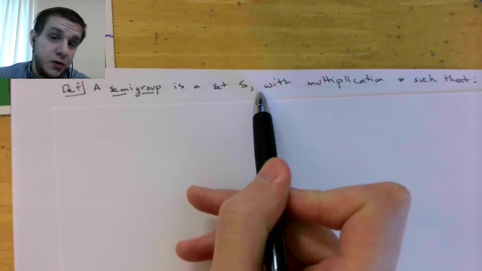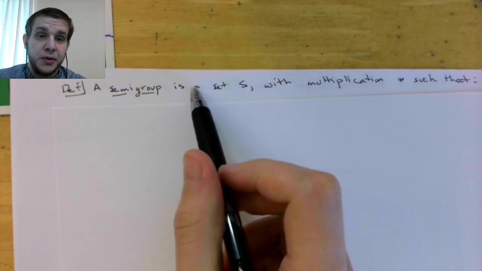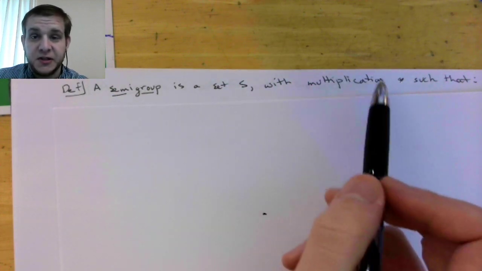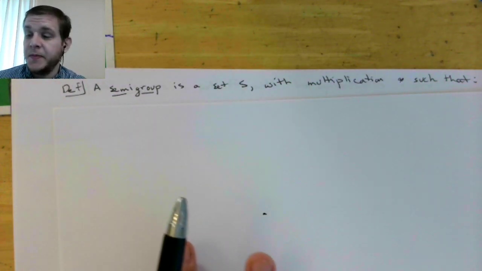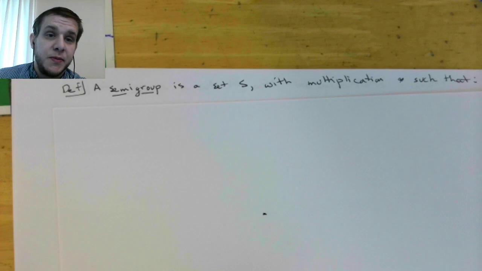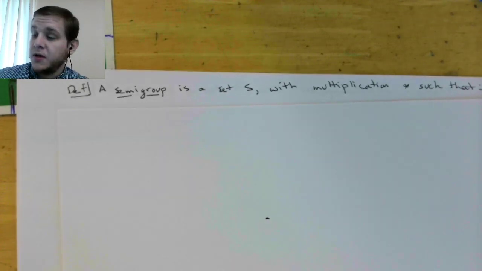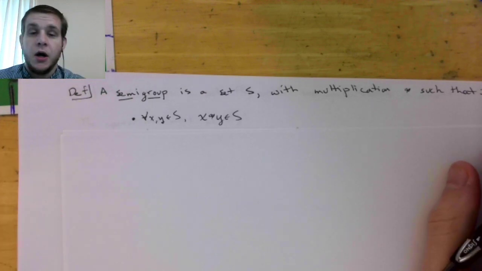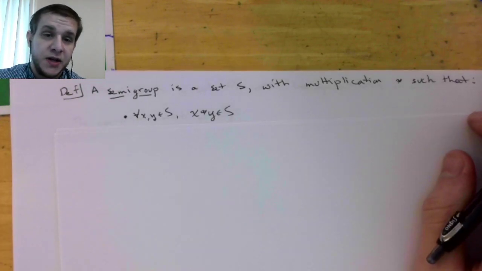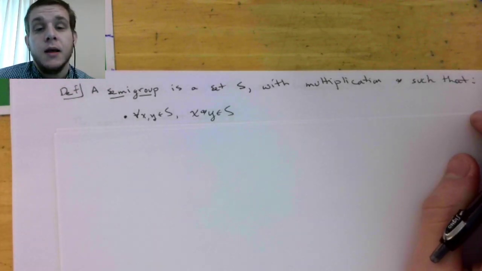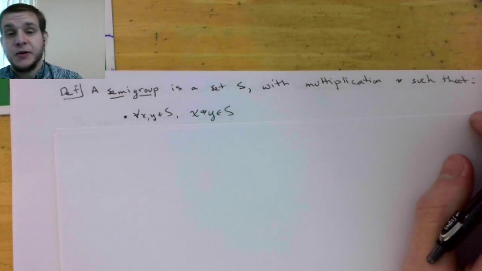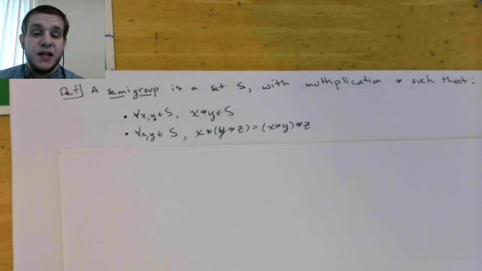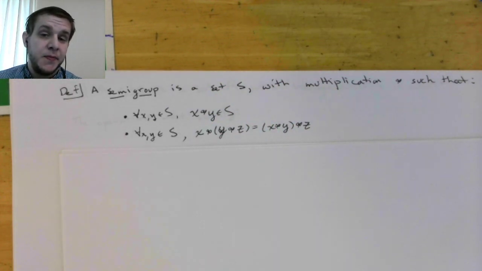The set S corresponds to set G that we talked about for a group. It also has a multiplication, so groups have multiplications, semigroups also have multiplications. And semigroups are like groups except they're missing a few of the axioms. So the two axioms that we still want our multiplication to satisfy are that when I multiply two things in my semigroup, I'm still part of the semigroup. And it has this associativity property.